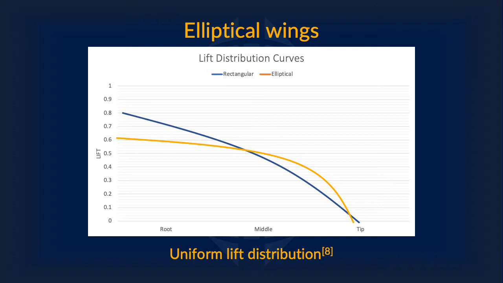As you can see, for a rectangular wing, the lift steadily decreases as you reach the tip. This means that most of the lift actually comes from the root of the wing, hence why it stalls first at the root. For an elliptical wing, however, lift is pretty uniform throughout the entire wing.